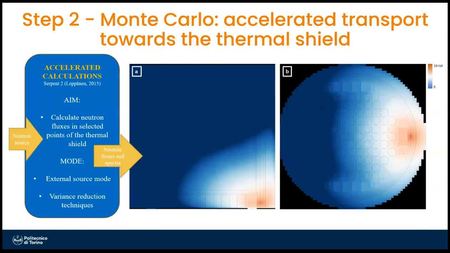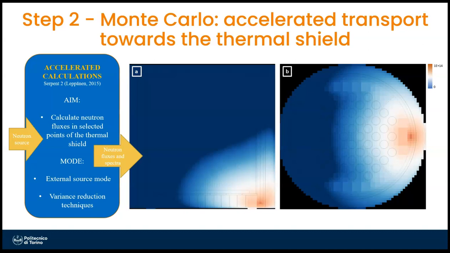The neutron source was afterwards used in a second set of Monte Carlo simulations that were done in external source mode and with the help of variance reduction techniques, which are necessary to help the neutrons move towards the destination that we want them to reach. In this case, I was in particular interested in the thermal shield of the reactor because it's a component that was used only during the first operating cycle and then was removed from the reactor and was used for some measurements. So there were experimental data on this component, and I was interested in validating my model.